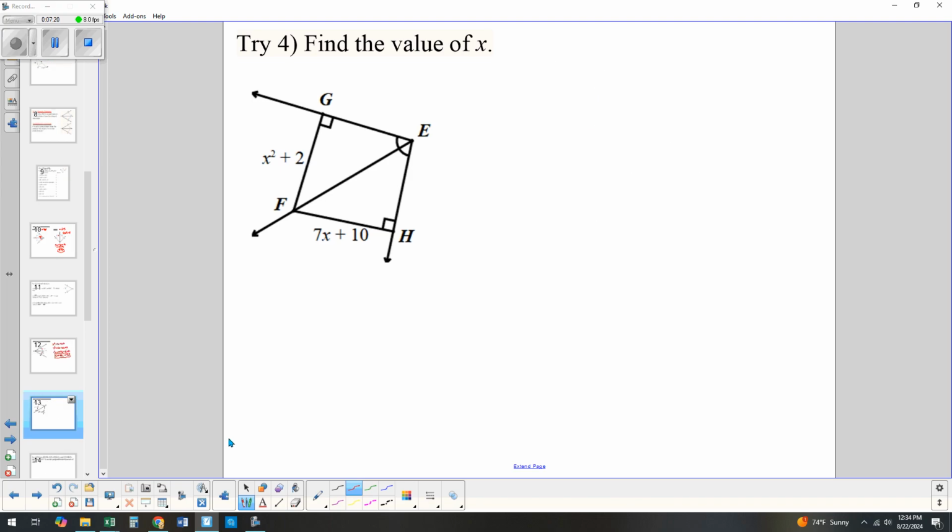Here's another try problem. Pause now if you'd like. Answers are posted online.